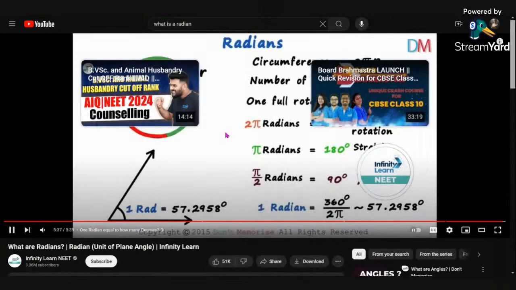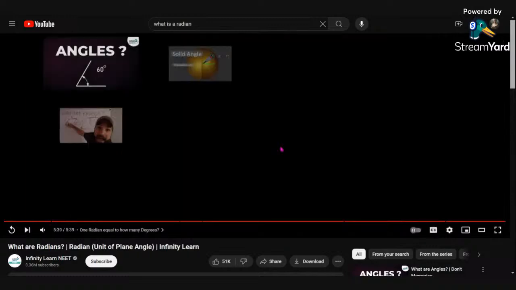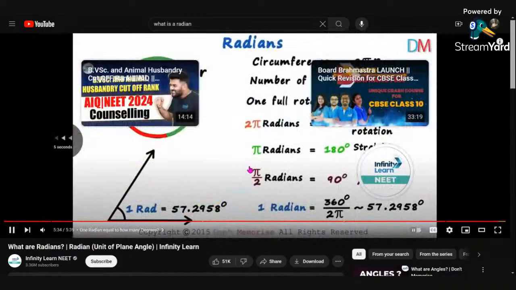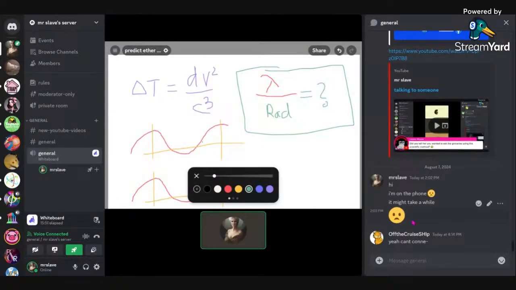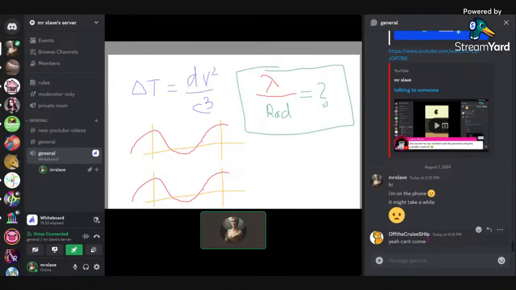Absolutely amazing. All right, let's. It will equal 57. That's good. That was good. Can't connect. So cruise ship cannot connect.